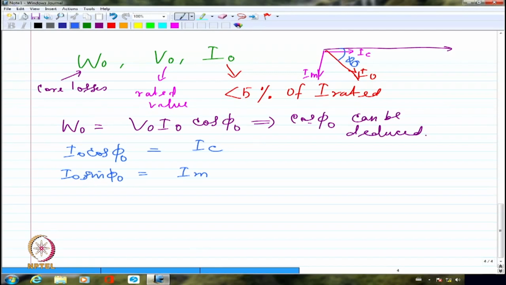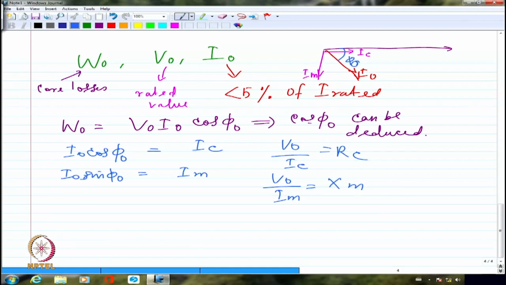Once I get this, I can say simply V0 divided by IM will be XM. Right? Because they are in parallel. So I should be able to say V0 by IC is RC and V0 by IM is XM.